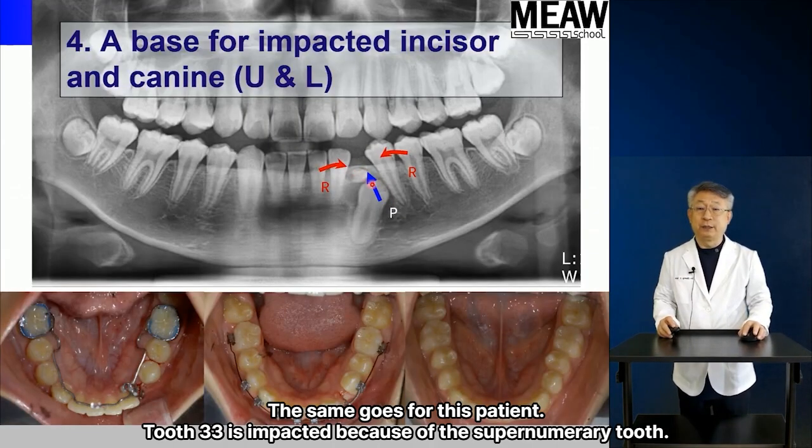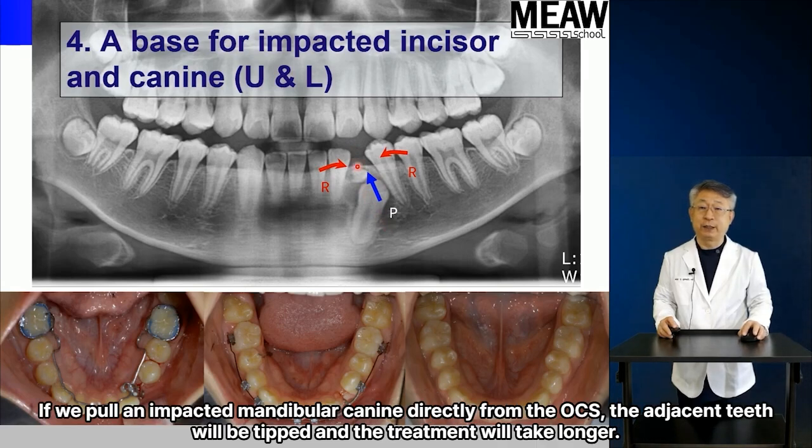The same goes for this patient. Tooth 33 is impacted because of the supernumerary tooth. If we pull an impacted mandibular canine directly from the OCS, the adjacent teeth will be tipped and the treatment will take longer.